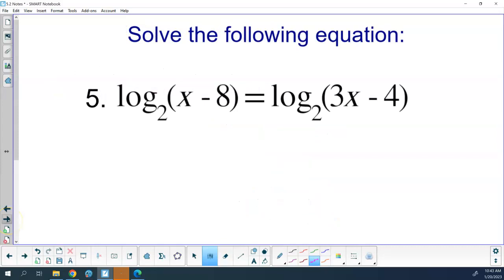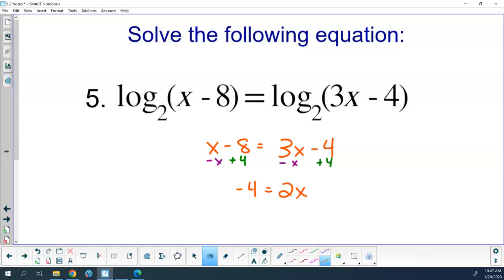You try that one. Base is the same? Okay, so if base is the same, means we can do that, which means we have that, which means we get that, right?